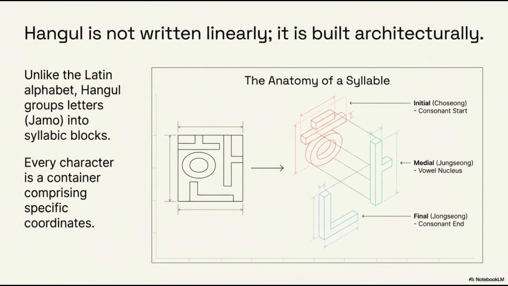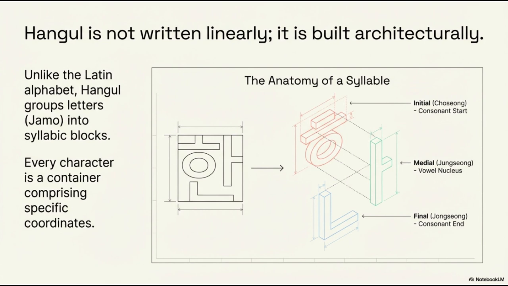Hangul is not written linearly, rather it is built architecturally. Unlike the Latin alphabet, where letters follow one another sequentially, Hangul groups its individual components, known as jamo, into distinct syllabic blocks. Each character serves as a container defined by specific spatial coordinates.